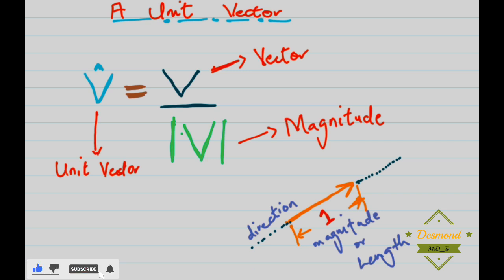So now, how do we find a unit vector? It is very, very easy. You take any vector, then you divide it by its magnitude. Then you get the unit vector, which is very, very simple. Again, you take the vector, then you divide it by its magnitude, then you get the unit vector. Very simple. So let's take an example.